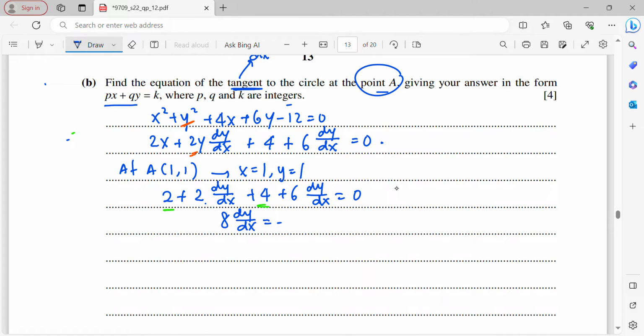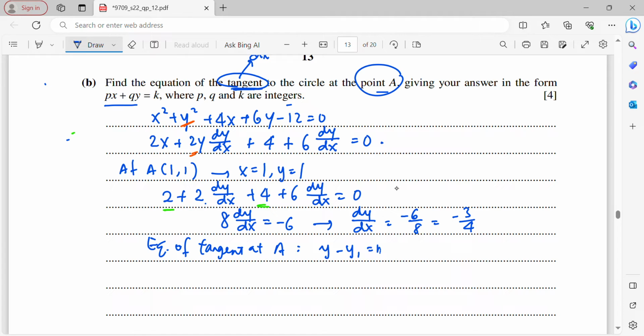Now from here, my dy dx is minus 6 over 8, which is minus 3 over 4. So I have found the gradient of the tangent. For your information, tangent is a straight line. Once you have found this, then I can just form the tangent line. I will write equation of tangent at A. So the formula is y minus y1 equals to m bracket x minus x1. So now my y1 is 1, my x1 is 1.